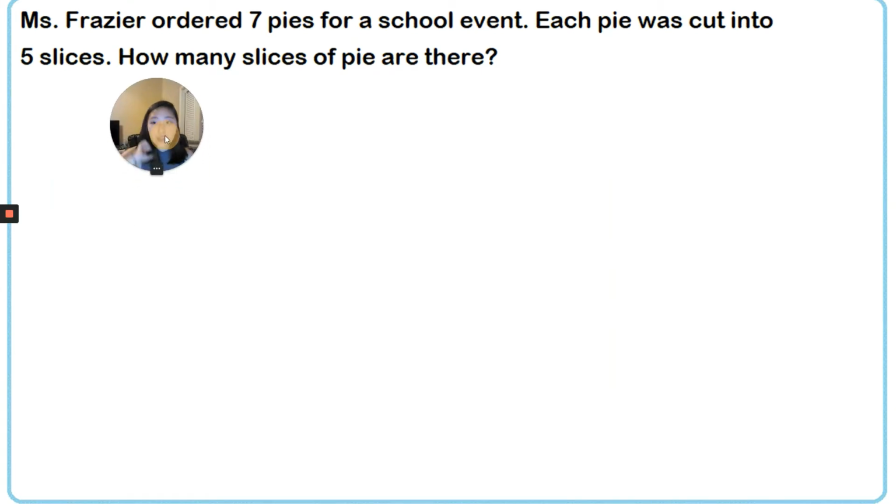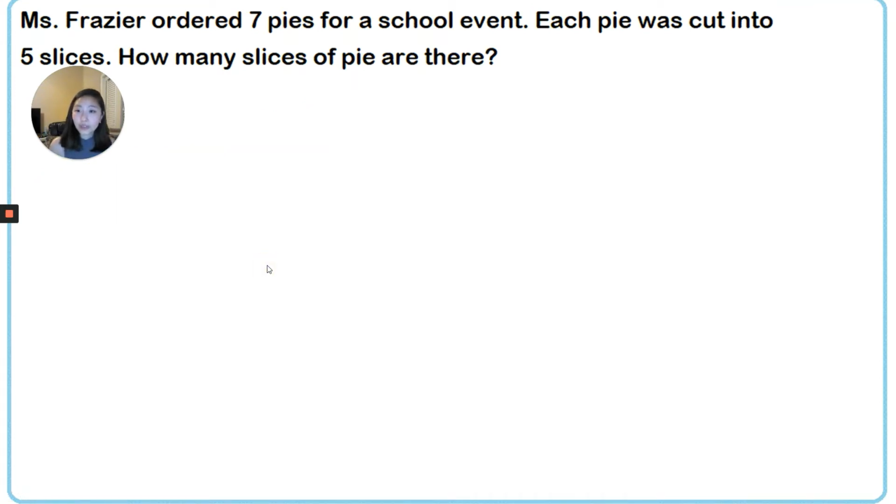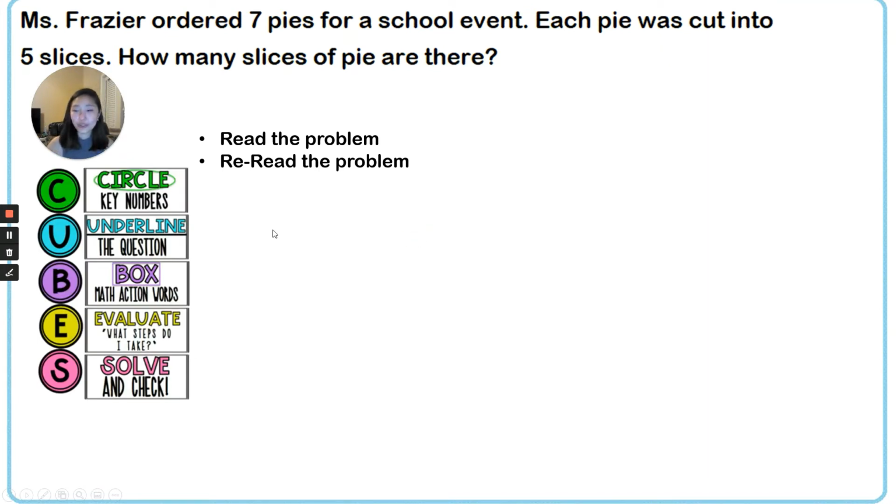So this is going to be our CGI sheet number 37. Make sure you have that out because we're about to do our boxing, circling, and underlining. So, Miss Fraser ordered 7 pies for a school event. Each pie was cut into 5 slices. How many slices of pies are there? You're going to pause right now and reread the problem to me. Awesome.